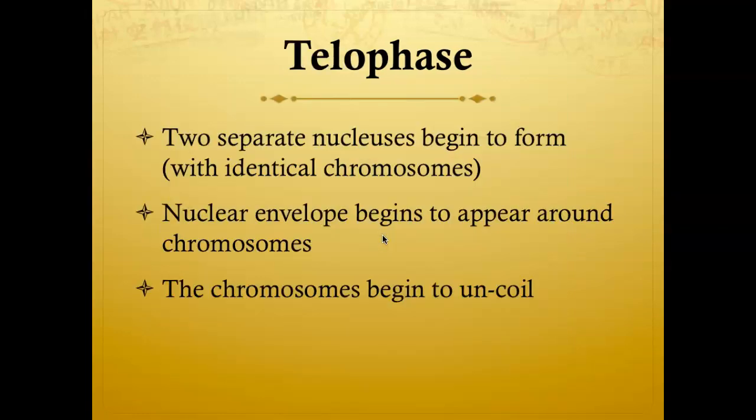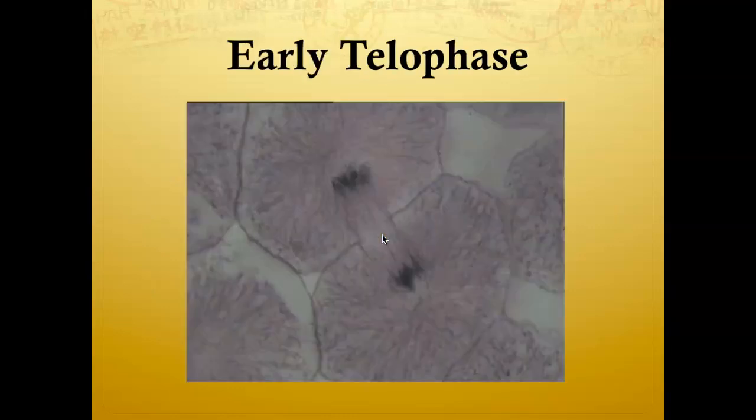Telophase is where you're going to see two separate nuclei beginning to appear. This cell might not be completely divided at this point, but you're going to still see two separate nuclei forming. And once they form, the chromosomes that were condensed are going to begin to uncoil. So right here, two separate nuclei starting to form. And you can see the cell is cleaving off here.